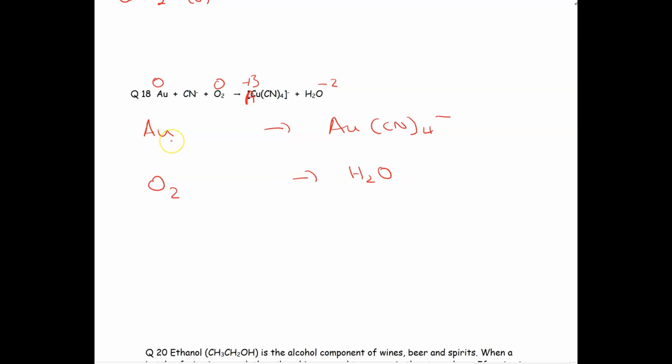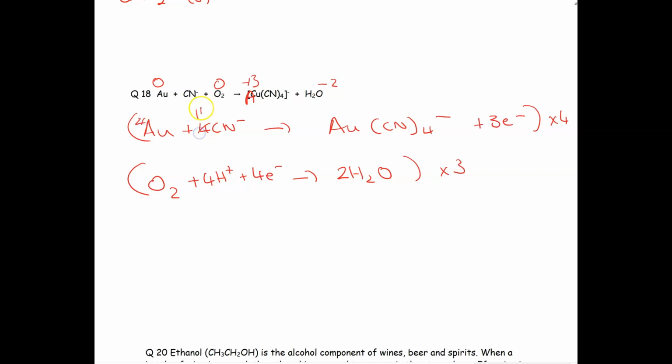So balance matter other than oxygen, hydrogen, 1 gold. So add your 4 cyanide ions. And then balance for charge. So add 3 electrons to this side. Oxygen goes to here. So balance oxygen by adding in a water. So I'm going to put a second water in. 4 hydrogen ions. Plus 4 electrons. Now this is going to need to be multiplied by 4. This one's going to need to be multiplied by 3.